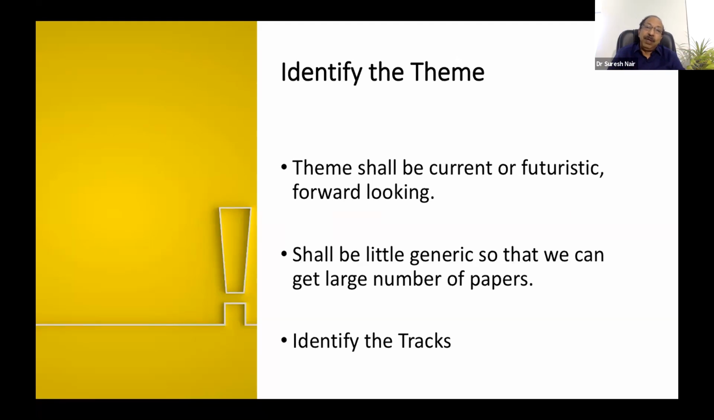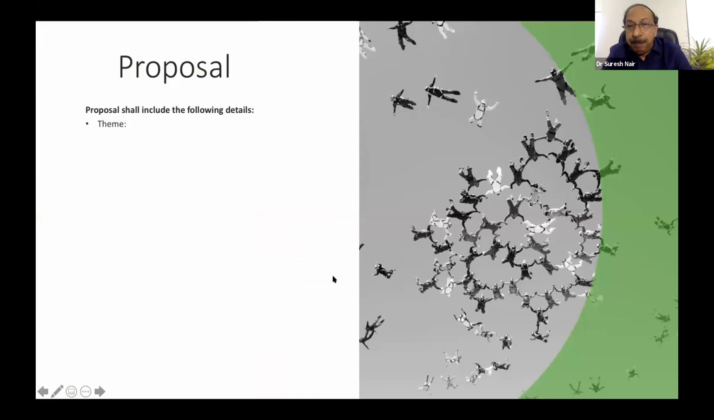But when we go from IEEE in a generic way, the theme can be a little generic, so that we can get a large number of papers. This is also very important. It has to be very current and futuristic, as well as we need to get a lot of participants. So we can make it a little generic, and we need to identify the tracks, so that we can expect from which areas we can get the papers as well as participants.